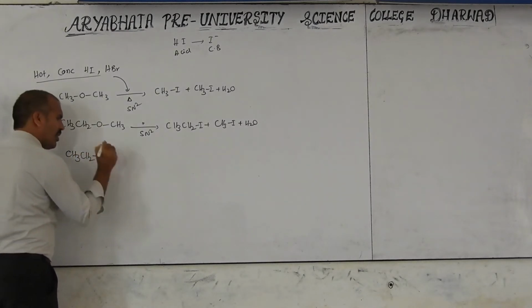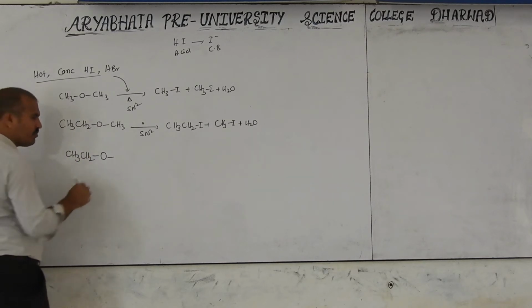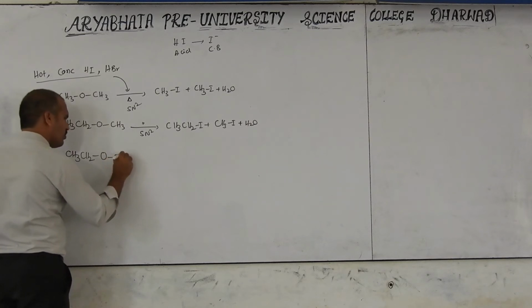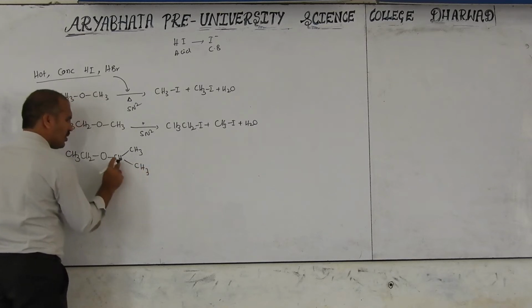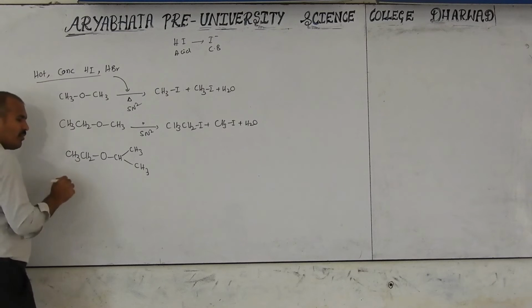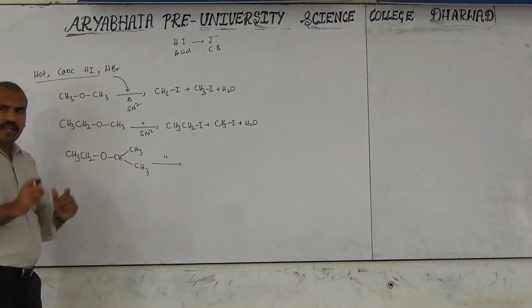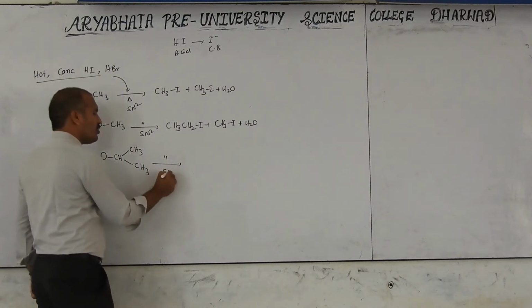Now I am changing this: one is primary, another is secondary. Then for the secondary, consider CH, CH3, CH3. This carbon is bonded to 2 other carbons, so it is a secondary carbon. This is primary. Then same conditions here. Primary and secondary, which type of reaction? SN2. That's why here SN2 only.